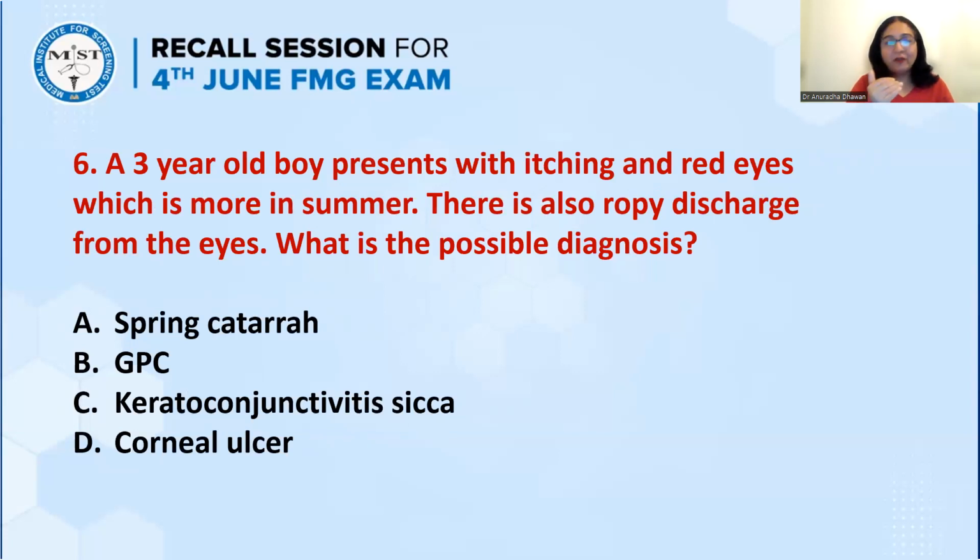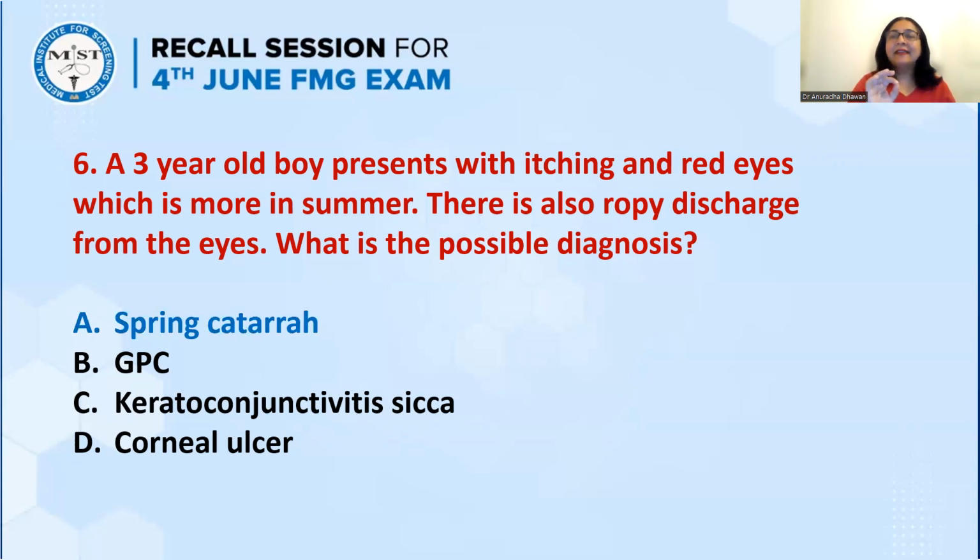If you see the other choices, GPC is giant papillary conjunctivitis. We know that is usually secondary to contact lenses. It has no relation to the season. Keratoconjunctivitis sicca is dry eyes. Dry eyes can have redness and itchiness, but ropy discharge or a relation with the summer season will not be seen. Doesn't look like features of corneal ulcer.